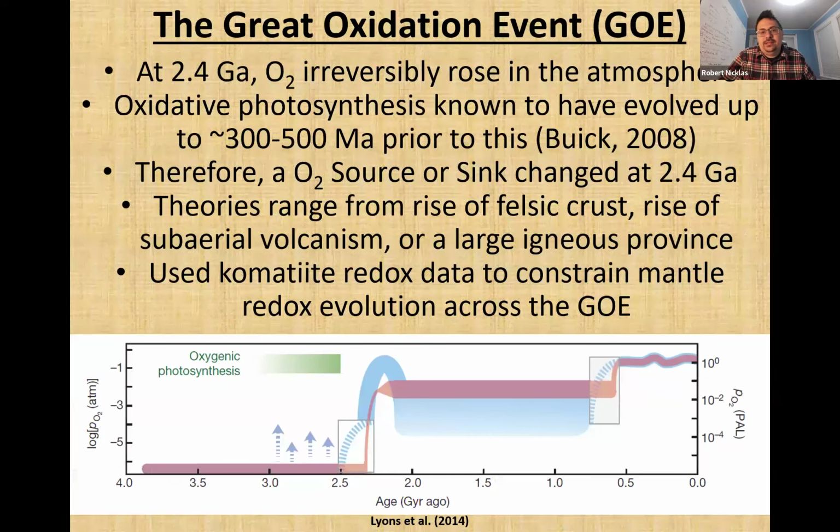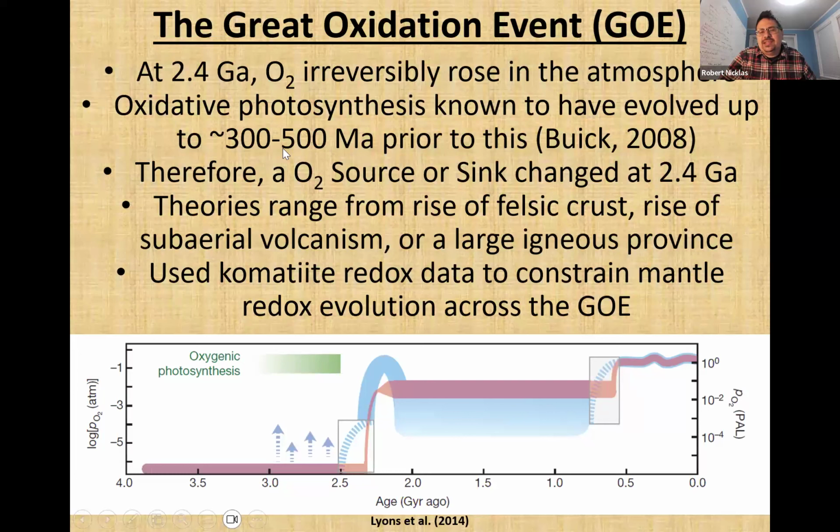So why did we do this? For many of you, especially people who do low temperature geochemistry, we were interested in the Great Oxidation Event, which I'll refer to as the GOE from now on. Basically, at the Archean-Proterozoic boundary at 2.4 billion years ago, oxygen irreversibly rose in the atmosphere from less than 10^-5 atmospheres to around 1% of what we see today in the Proterozoic, as you see in this figure down here.